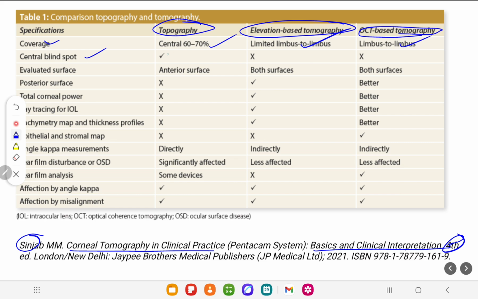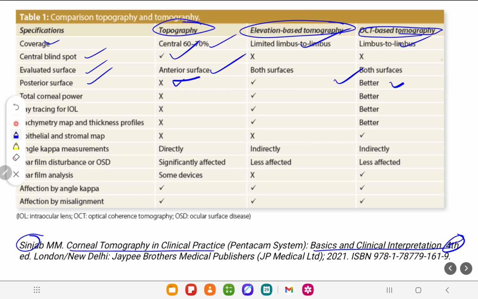Central blind spot: there is definitely a central blind spot, the central cornea is not measured in topography, but not in elevation based tomography, not in OCT. They take every point of the cornea. Evaluated surface: anterior surface only in topography, but in the case of Scheimpflug and OCT, both surfaces. That's a lovely thing. Okay, posterior surface, which is very important in the diagnosis of any ectatic disorder or refractive surgery, is not possible in topography, but yes, definitely with the others.